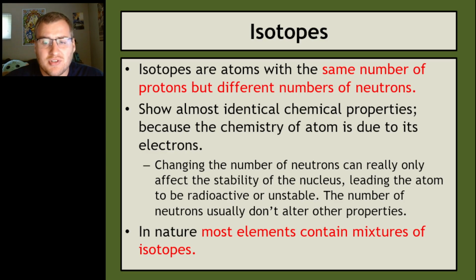In nature, most elements contain mixtures of isotopes. So, carbon, you would find carbon that weighs 12, carbon that weighs 13, carbon that weighs 14. There's not any difference between them except carbon 14 happens to not be very stable, so it's radioactive, meaning there's very, very little of it.